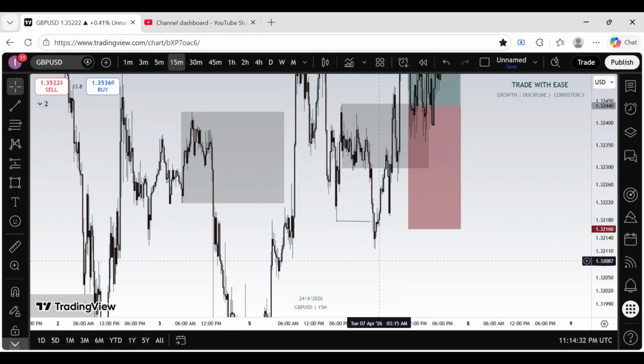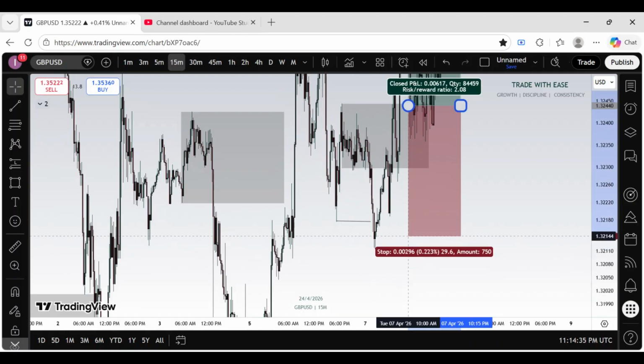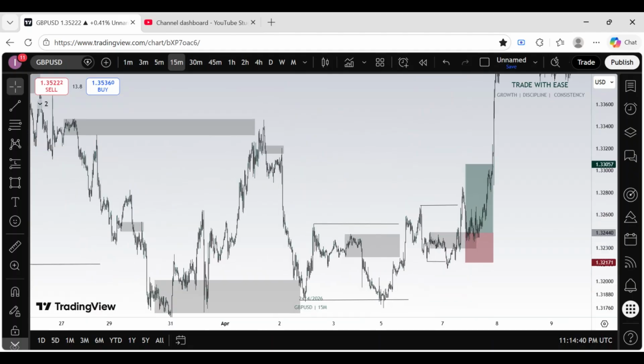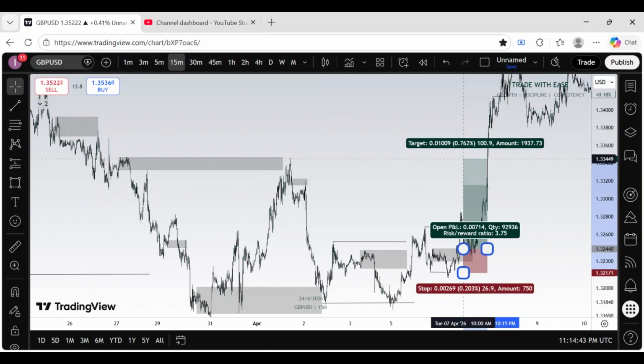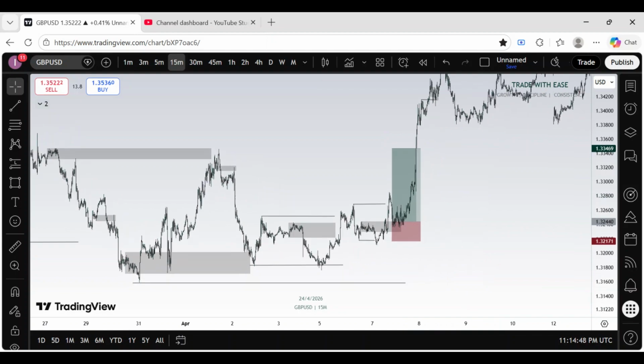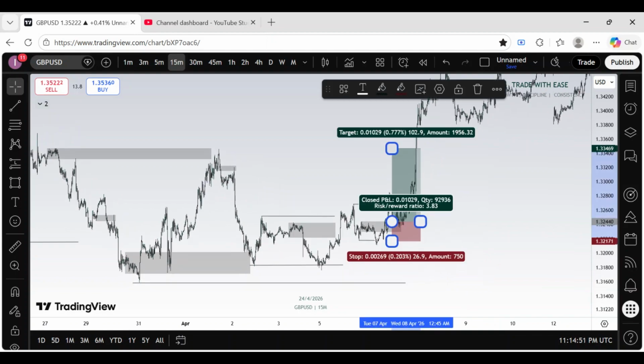The strip of liquidity happened around here, so I love to place my SL around there. Just place my SL around here, and then target the next liquidity right here. So this trade would have given you 3.83 RR, which is a very, very nice trade, right? This is a very, very nice trade.